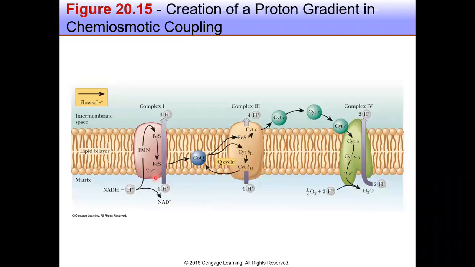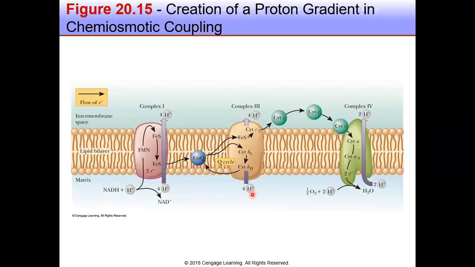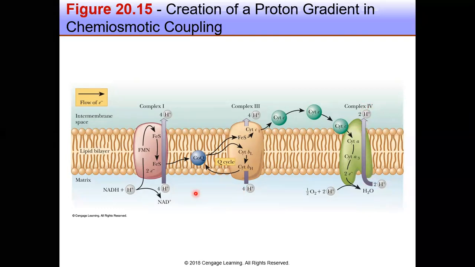And then let's concentrate here. Remember that the number of protons pumped out of the matrix in complex 1 is 4. The number of protons pumped in complex 3 is 4. Where is complex 2? It is not shown because no pumping of protons occurs in complex 2. That's why it's not shown. Then the number of protons pumped in complex 4 is 2 protons, you see? So the total number of protons pumped is 10 protons, remember, 10 protons.